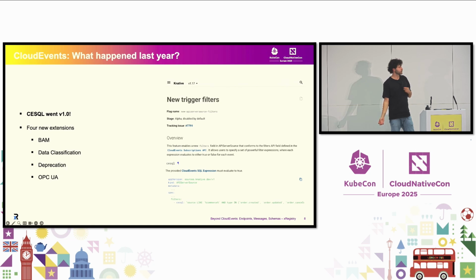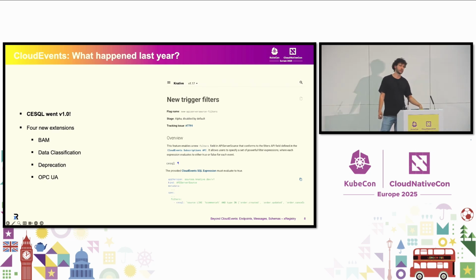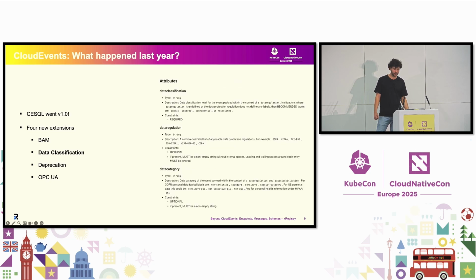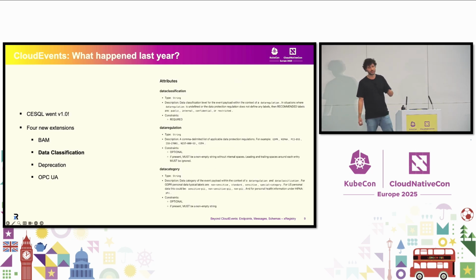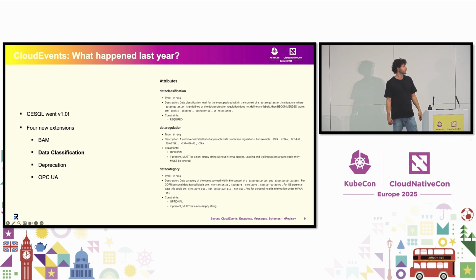We also have 4 new extensions that have been released in the last year. The first one being BAM, that stands for Business Activity Monitoring. I had to look that up as well. And it monitors the progress of a business process and defines headers needed for that. We also have data classification that might be interesting for everyone from Europe, where we have the data classification one that talks about the confidentiality of the data, as well as the data regulation that could be GDPR, and the data category, which could be sensitive or not sensitive.